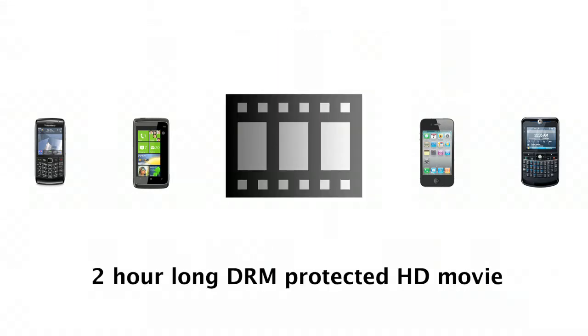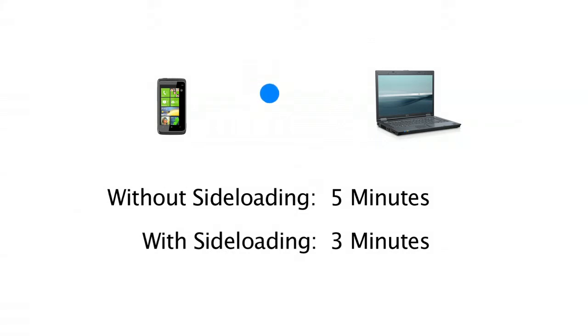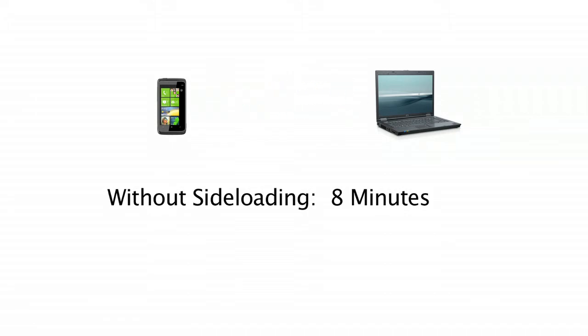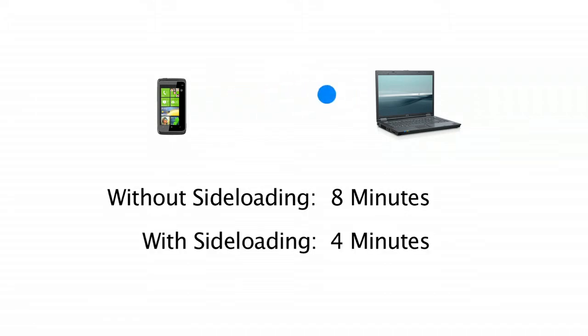But how much quicker? To demonstrate the effectiveness of sideloading, QuickLogic tested our ArcticLink II CX chip on a number of popular mobile platforms. In this test, we used the example of a 2-hour-long HD movie that is DRM protected, and the results were very impressive. Without sideloading, transferring the movie from a mobile device to a laptop takes about 5 minutes. Contrast that with 3 minutes with sideloading. And when you transfer the movie from a laptop to a mobile device, more than 8 minutes without sideloading, and a little over 4 with sideloading.